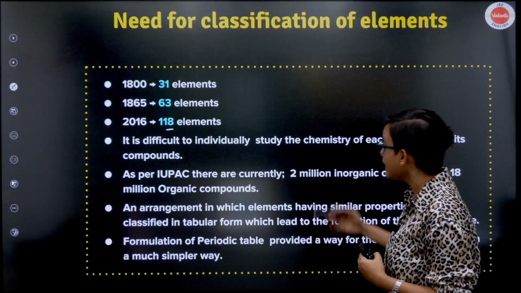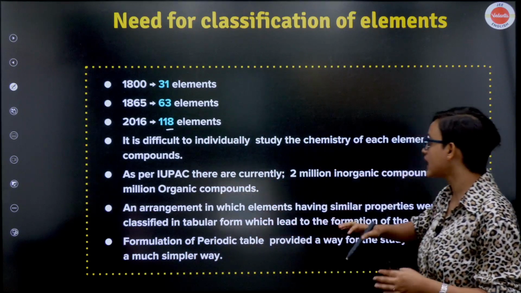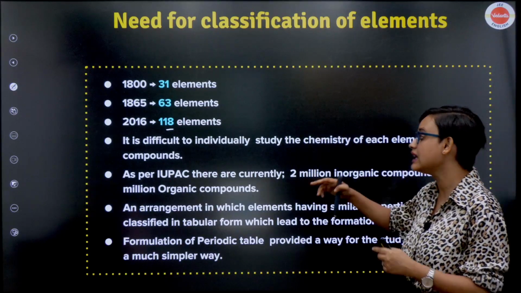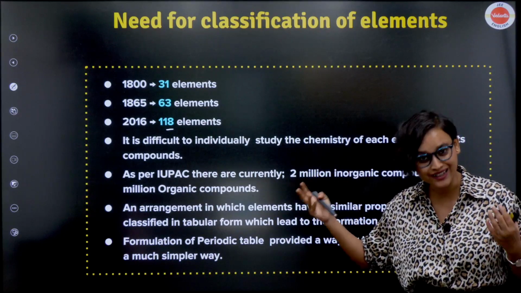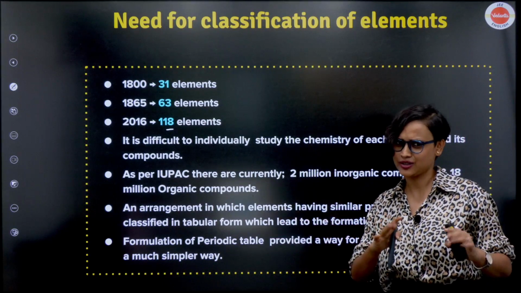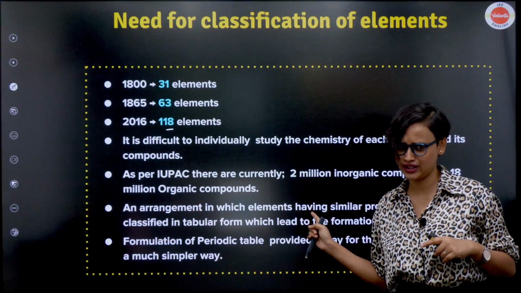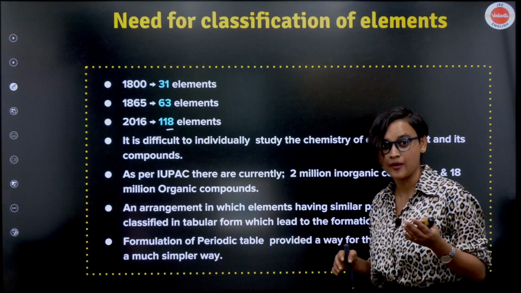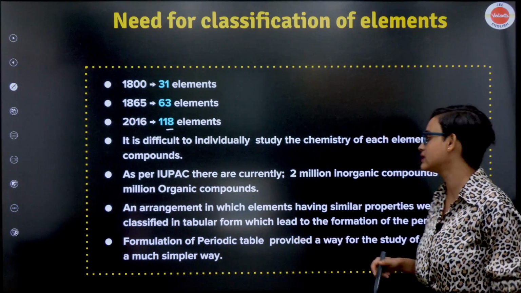And as per the IUPAC, there are currently 2 million inorganic compounds and 18 million organic compounds. Tell me something, would you like to read about all of these million inorganic and million organic compounds? I'm kidding. Who am I kidding? I don't want to read that, yeah.